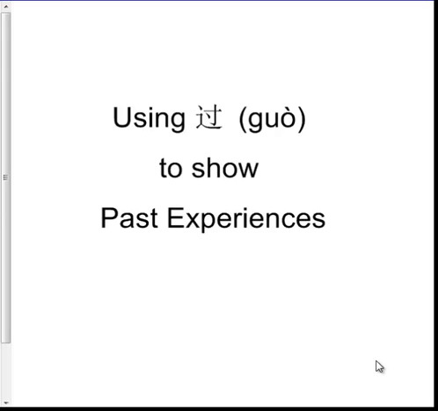Word "guo" in Chinese to show past experiences. And this isn't too difficult a pattern, but there are some tricky things that we'll want to take a look at as we go through this.